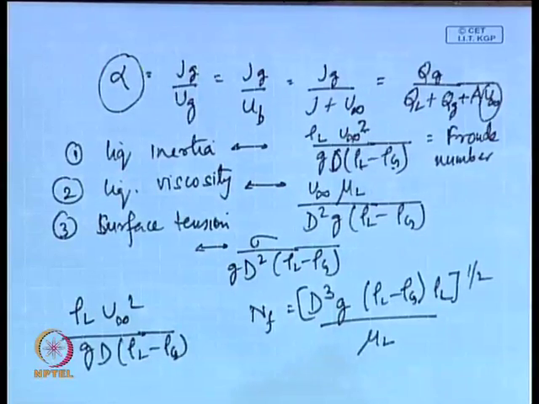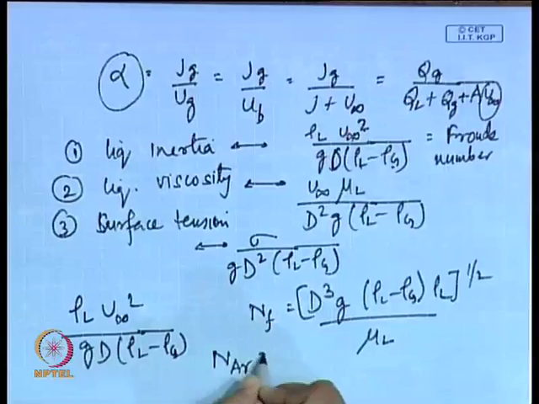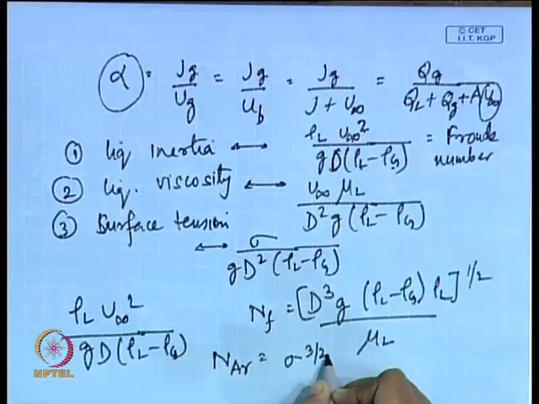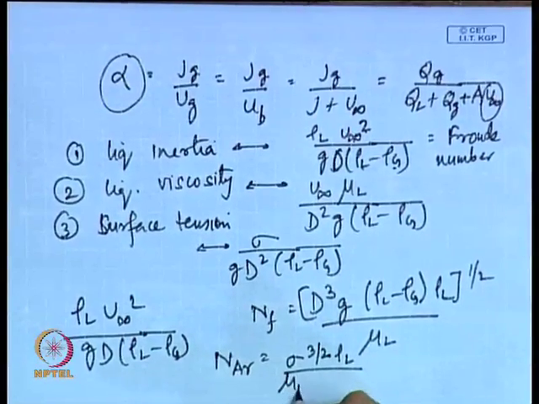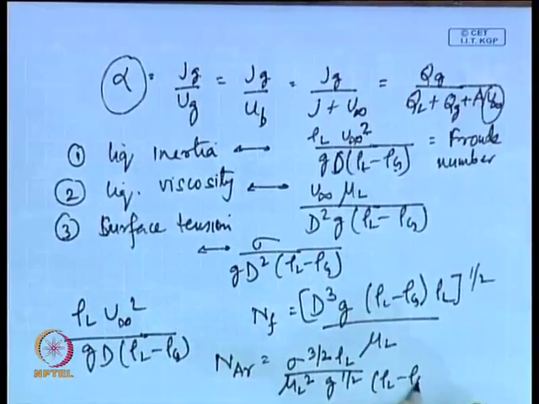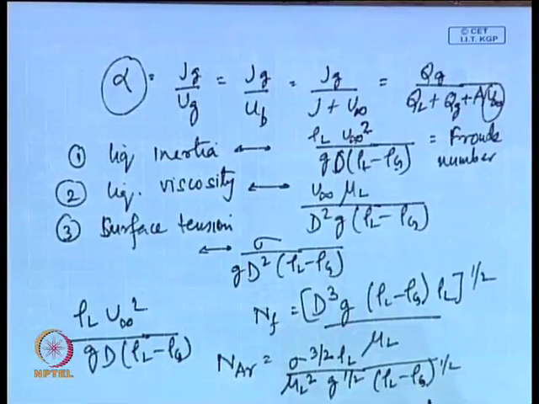Again we eliminate both u infinity and d from these groups, and the third group, I do not know whether you have come across that, is the Archimedes number. This Archimedes number is sigma to the power 3 by 2 rho L divided by mu L square g to the power half rho L minus rho g whole to the power half. So, therefore, what do we get? We get one particular group.